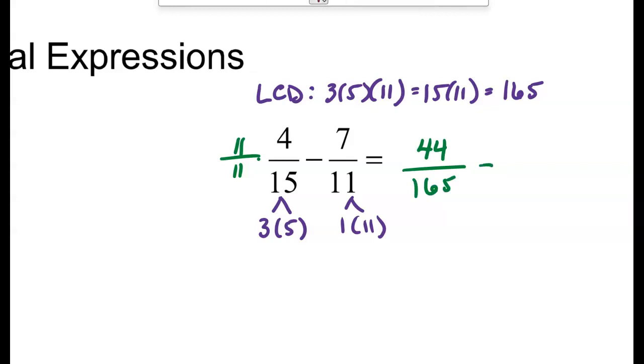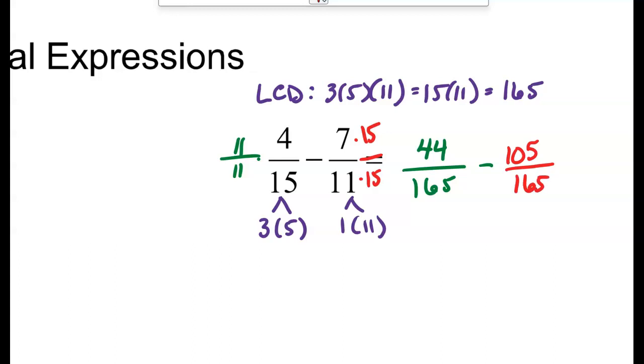What do I have to do to the second one? So I have to multiply this by 15, or you could say by 15 over 15, either way. And what do we get for that? What's 15 times 7? Guys, 5 times 7 is 35. You put the 5 down, you carry the 3. 1 times 7 is 7, plus 3 is 10, so it'd be 105 over 165.